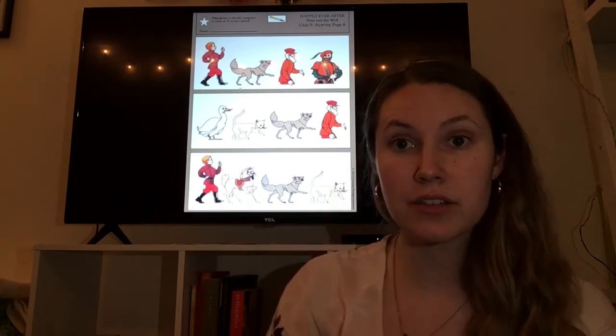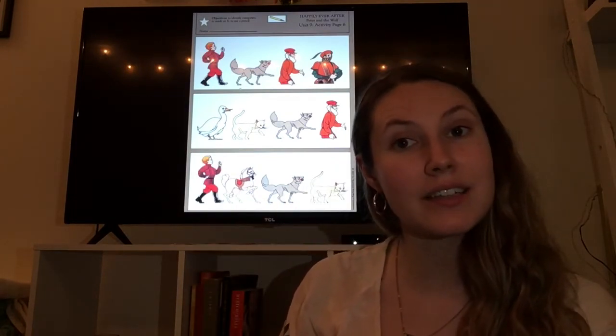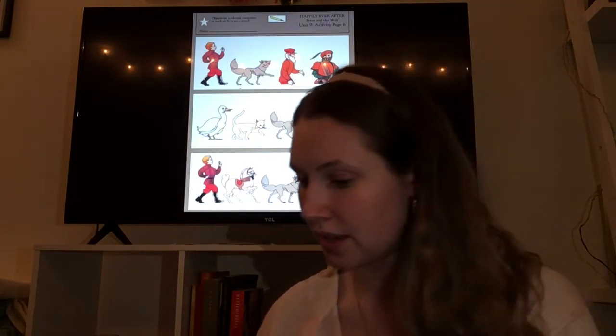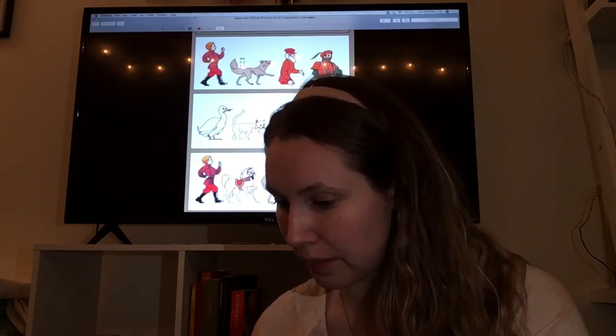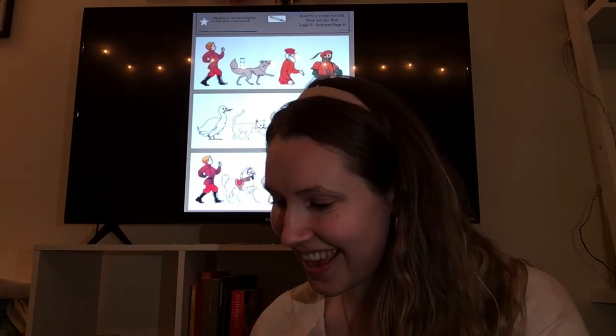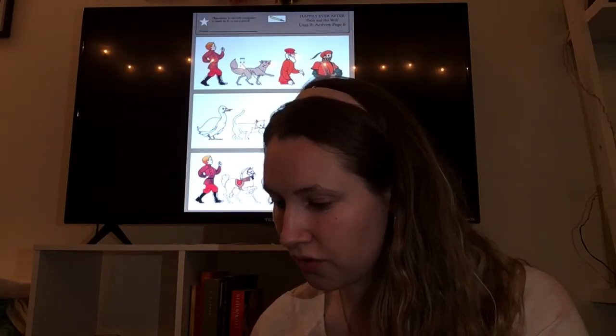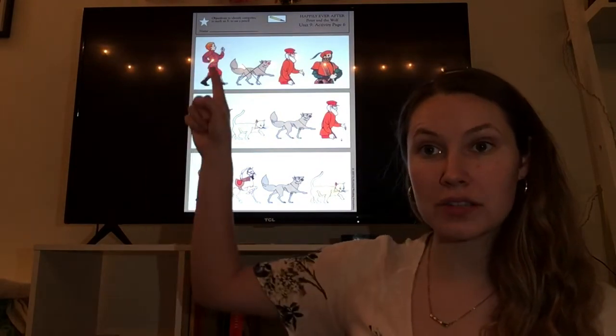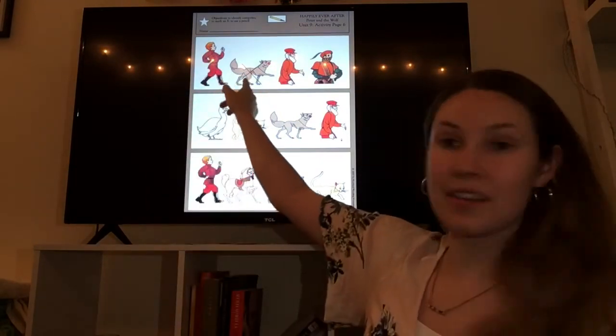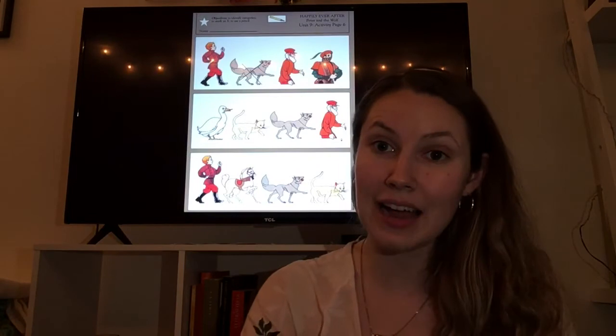So we're going to put an X on that to show that the wolf is the one that does not match this group. So I'm going to draw an X. Oops, I gotta get my pencil out. And then I'm going to draw an X over our wolf. So that shows us that the wolf is the different one in that group.